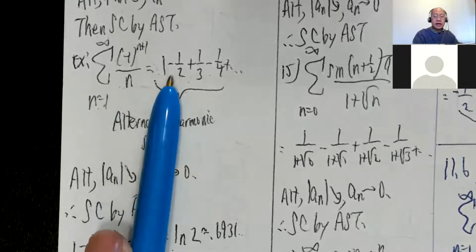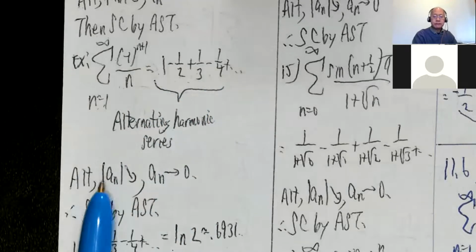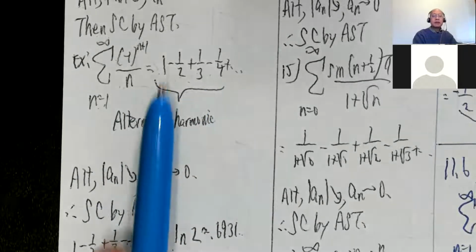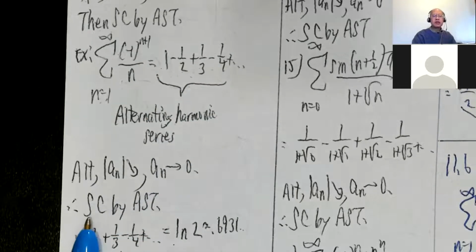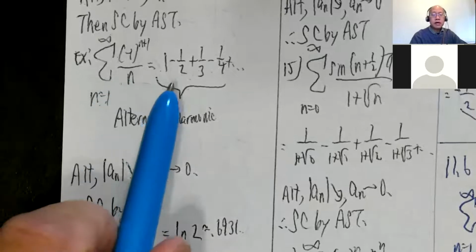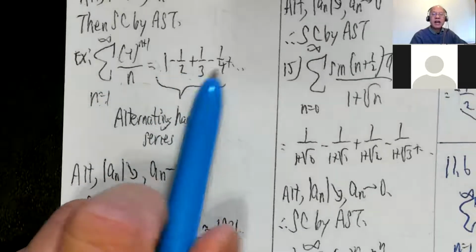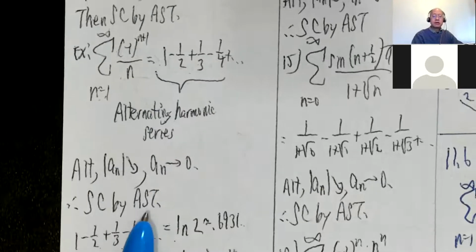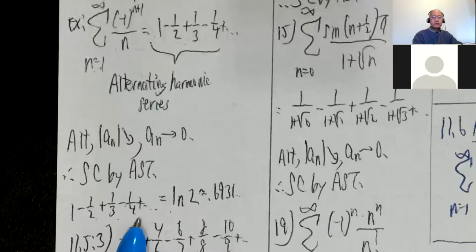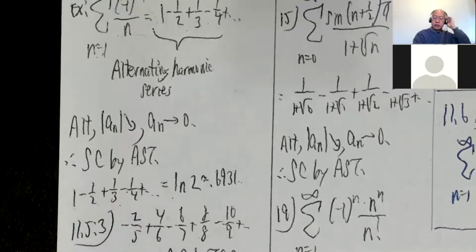Ignore the signs: 1, a half, a third, a fourth, a fifth. That's decreasing. And a sub n approaches 0. They do. So therefore, the series is convergent by the alternating series test. So even though the regular harmonic series, which goes 1 plus a half plus a third plus a fourth, diverges, the alternating harmonic series converges. Right now, we're not prepared to say what it converges to, but we'll see later.